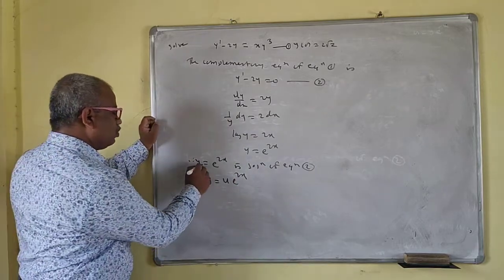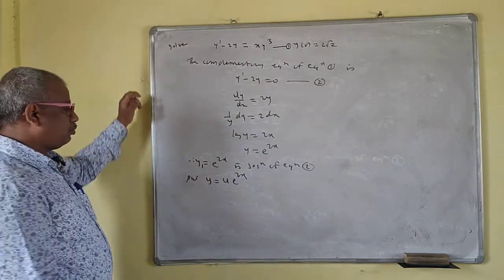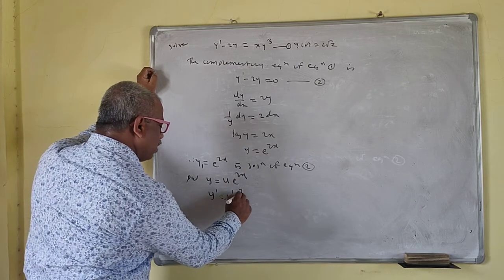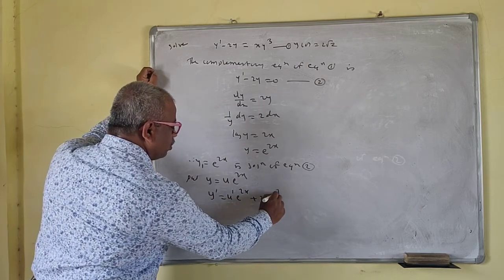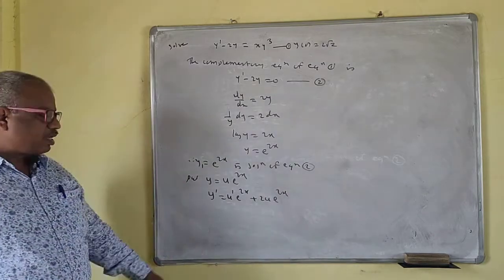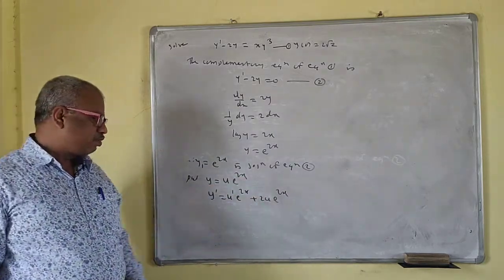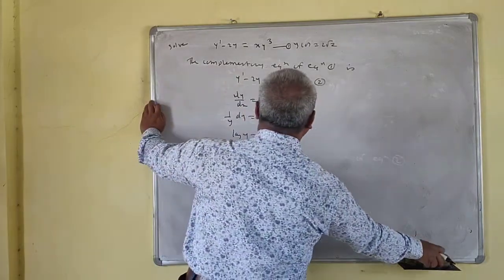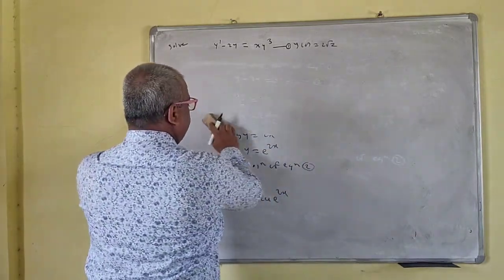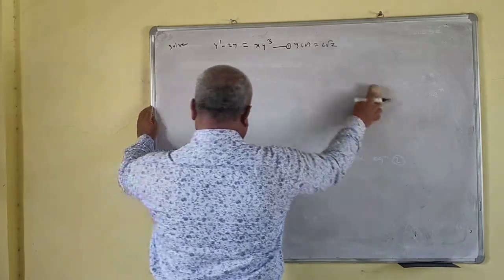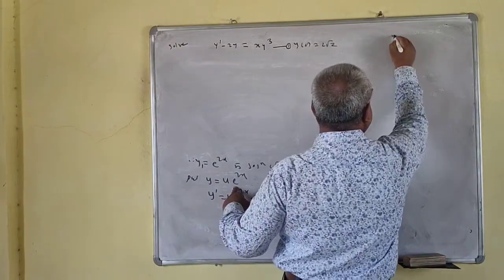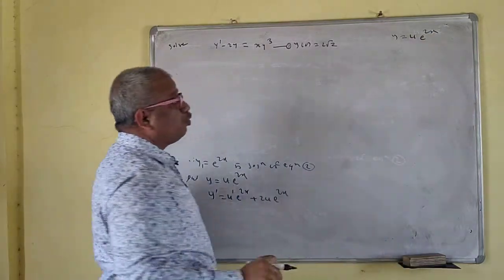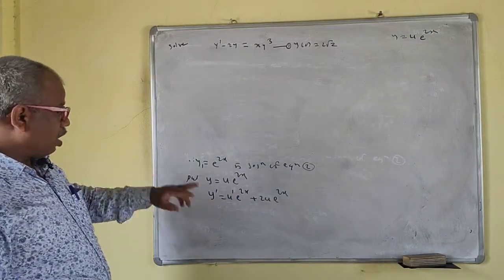So what is y prime then? Y prime is equal to u prime e raised to twice x plus twice u e raised to twice x, because the derivative of e raised to twice x is 2, so I have written 2 here. So I'll erase all those things and write just y is u e raised to twice x, because I want to put u in terms of y.